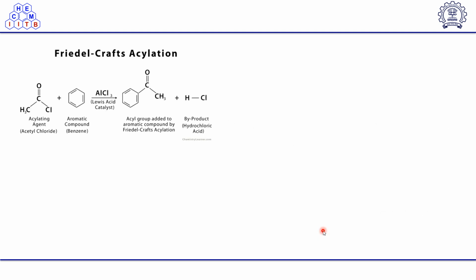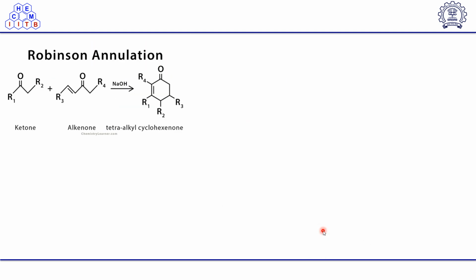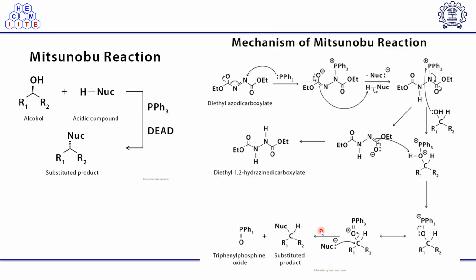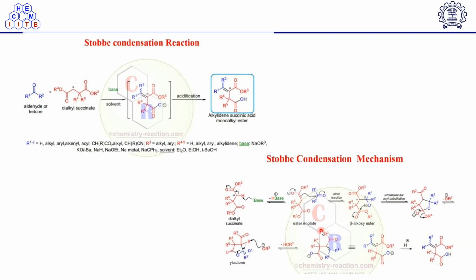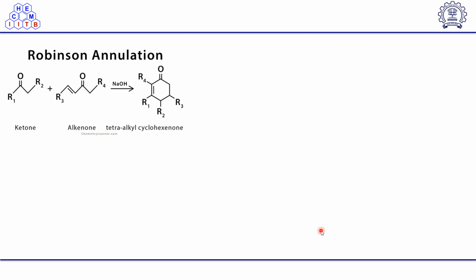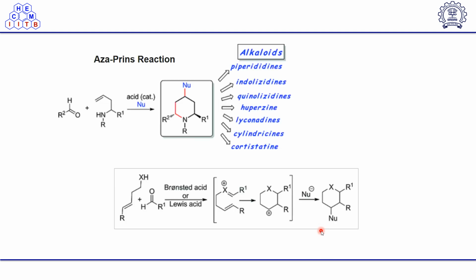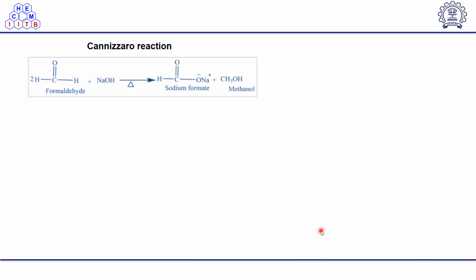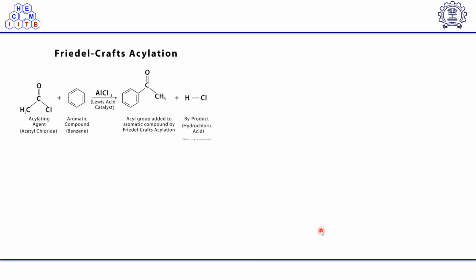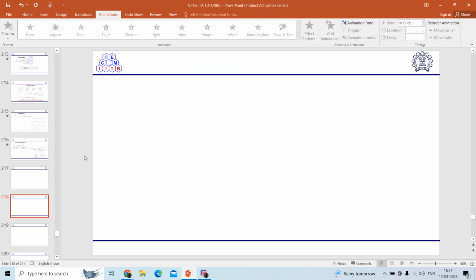So those were the basic reactions which were included in the week 8 lectures, that is Mitsunobu reaction, Stobbe condensation reaction, Beckmann rearrangement, Robinson annulation, aza-Prins reaction, alkyne zipper reaction, Cannizzaro reaction, and Friedel-Crafts acylation. So I hope this is clear. So that's what is about the content for today's session.